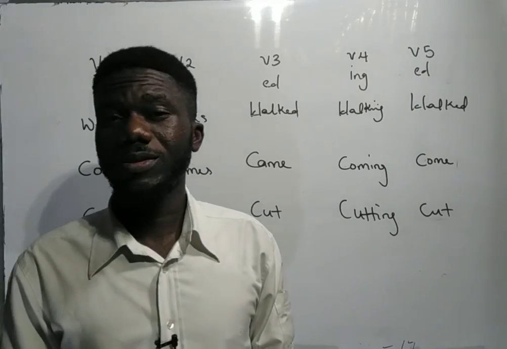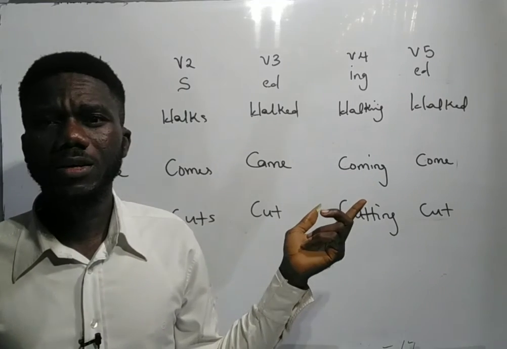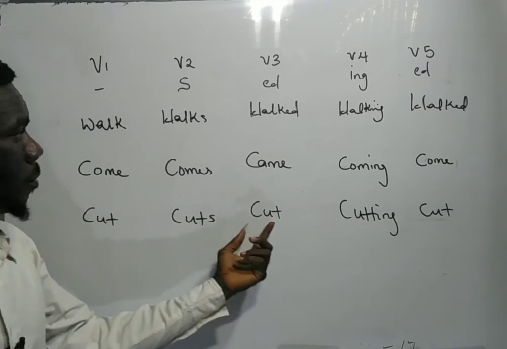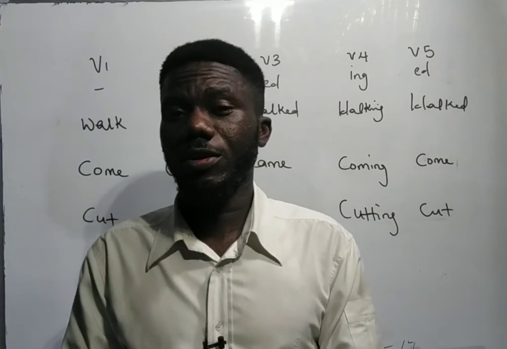Such a verb like run. If you come here, it will change to ran. Such a verb like go. If you come over here, go will become went. So go is an example of an irregular verb.